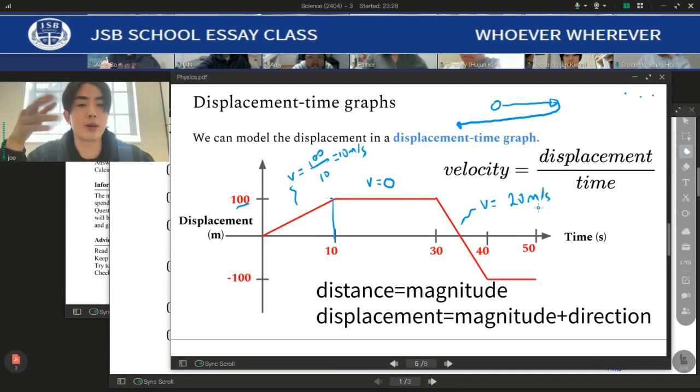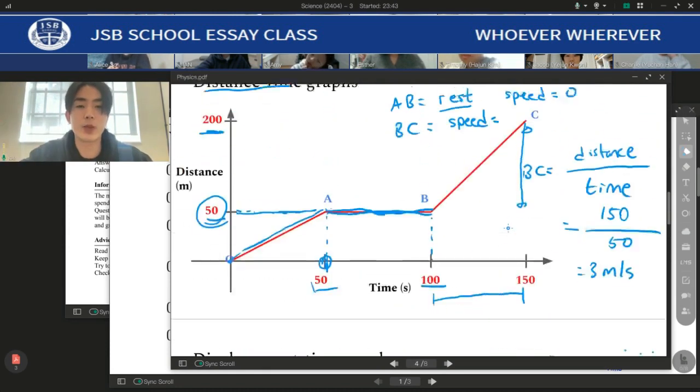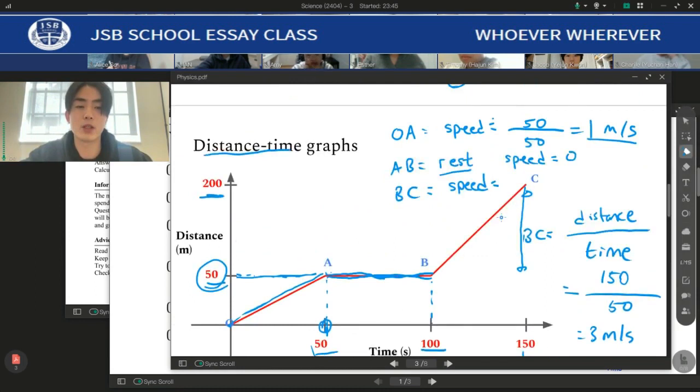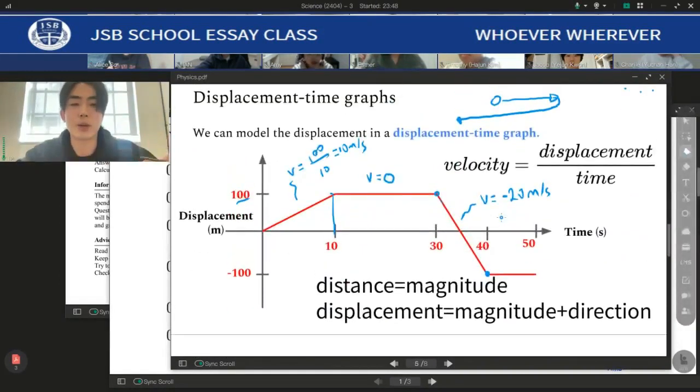But this is now where we have to introduce a plus or minus sign, okay? You can see here the car is going downwards. If it's going downwards, it means the velocity is negative 20 meters per second. Remember before in this graph here, we only had positive numbers. When we're now looking at displacement time graphs, if the graph is moving downwards, the velocity is going to be a negative sign. So moving upwards, this part here, it's 10, but moving downwards is negative 20. So you have to be careful of that when we're looking at displacement time graphs.